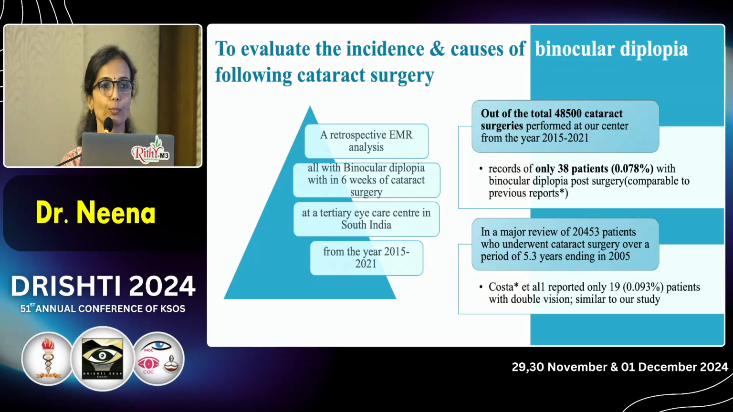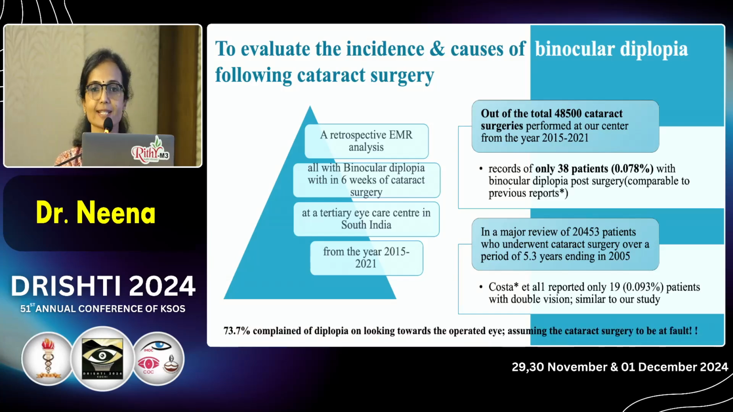of binocular diplopia following cataract surgery for a period of 6 years. And what did we find? Out of the 48,500 cataract surgeries which we did at our center, only 38 patients we could get with true binocular diplopia. That is a very small number, 0.078%. So this is in agreement with Costa et al.'s publication in which they found an incidence of 0.09%.